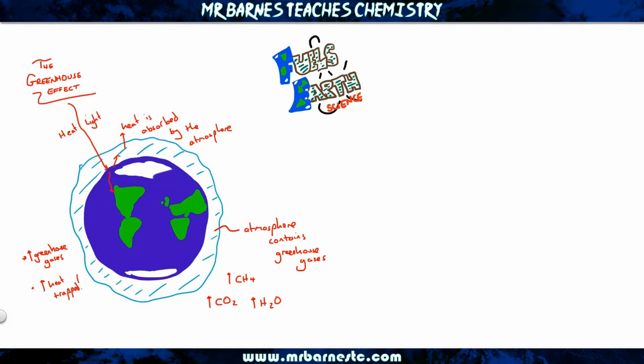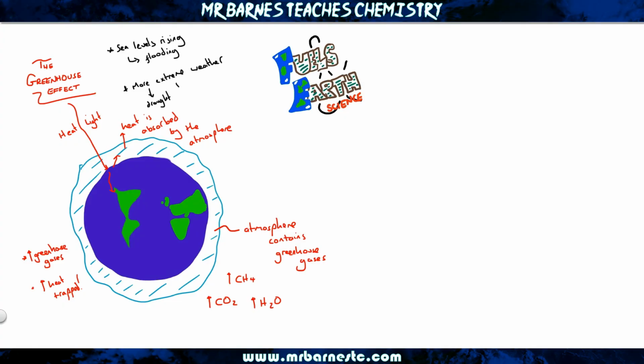Now, greenhouse gases are a good thing because they keep the Earth warm enough for us to survive on it, but the more there are, it's going to do things like melting our ice caps. And if that happens, the sea levels are going to rise. That's going to lead to more flooding. There's going to be more extreme weather like drought, storms, floods. So it's really important that we do things to stop the amount of greenhouse gases going up.